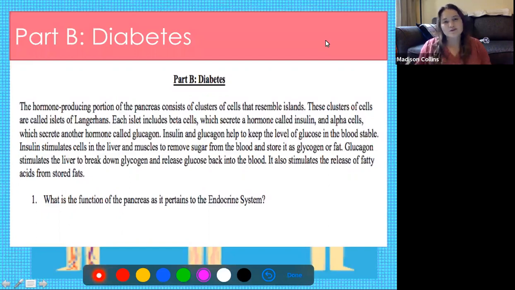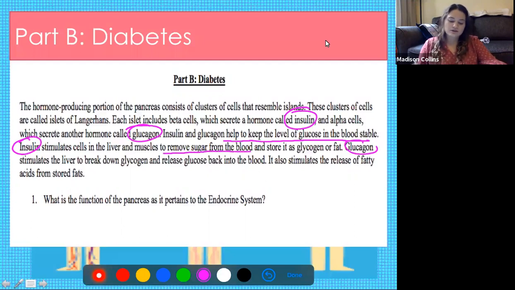All right, the hormone-producing portion of the pancreas consists of clusters of cells that resemble islands. These clusters of cells are called islets of Langerhans. Each islet includes beta cells, which secrete a hormone called insulin, and alpha cells, which secrete another hormone called glucagon. Insulin and glucagon help to keep the level of glucose in the blood stable. Insulin stimulates cells in the liver and muscles to remove sugar from the blood and store it as glycogen or fat. Glucagon stimulates the liver to break down glycogen and release glucose back into the blood. It also stimulates the release of fatty acids from stored fats.